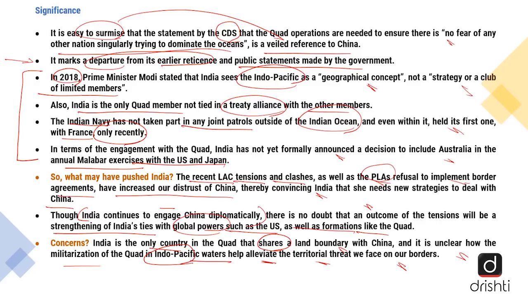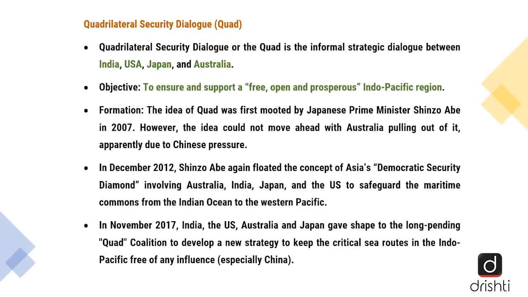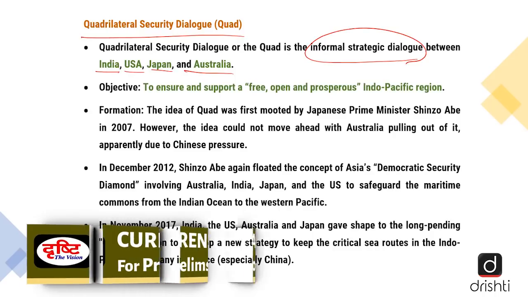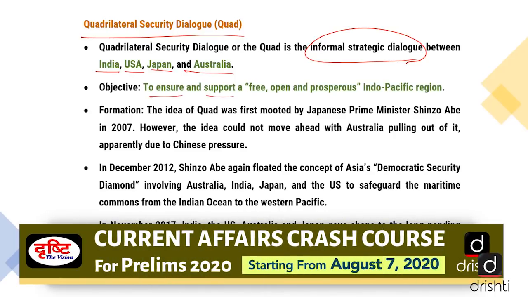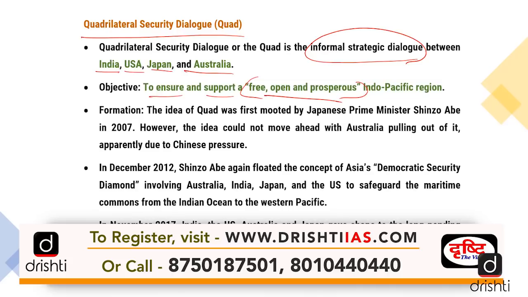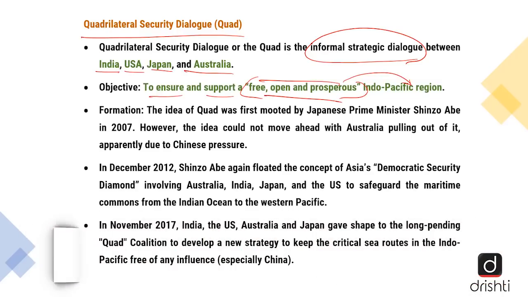So with this, we have concluded the key points that we have to learn from the editorial. And now we look at the key concepts that are important in the editorial. Most importantly, our focus will lie on the Quadrilateral Security Dialogue, or the Quad. So what is the Quadrilateral Security Dialogue or the Quad? Technically, it is simply an informal strategic dialogue between India, USA, Japan and Australia. And what has been its objective? To ensure and support a free, open and prosperous Indo-Pacific region.